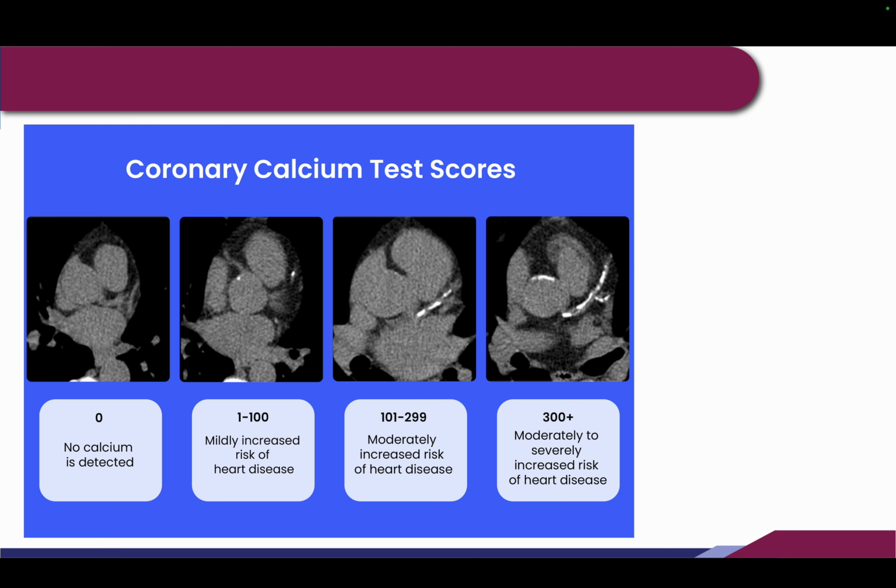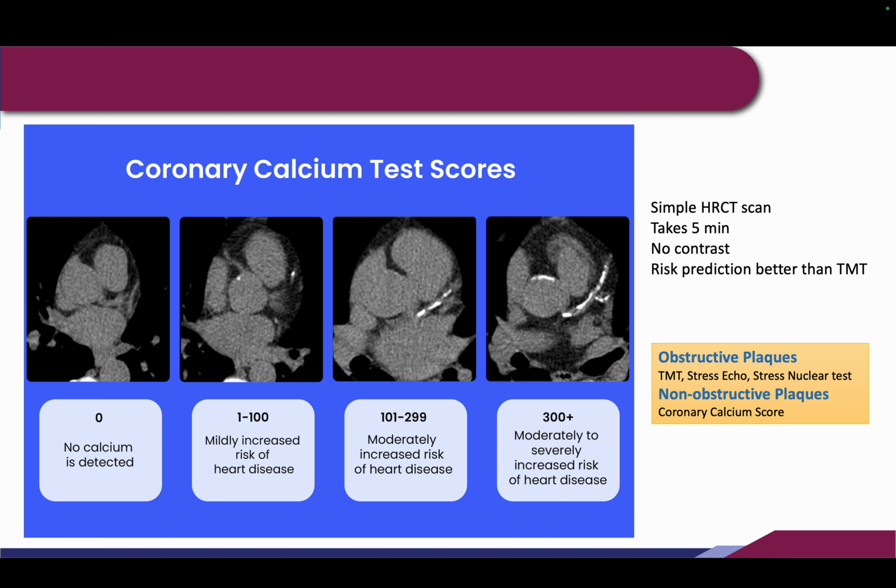Coronary calcium score, again the coronary calcium score: if it is 0, it's good news. In case it's more than 300, it's very bad. It's very simple. It takes not more than 5 minutes to do. No contrast is required. And let me tell you, this is a better risk profiler than TMT or a stress echo. The reason is that you are looking for obstructive plaques in TMT, stress echo and nuclear stress test, but non-obstructive plaques are seen on the coronary calcium score.